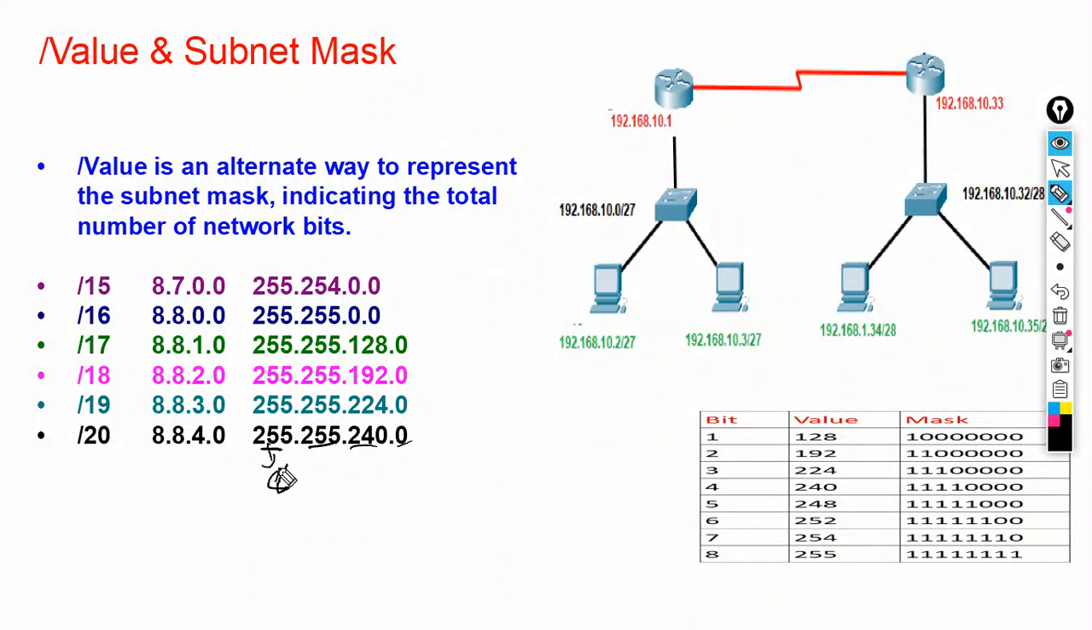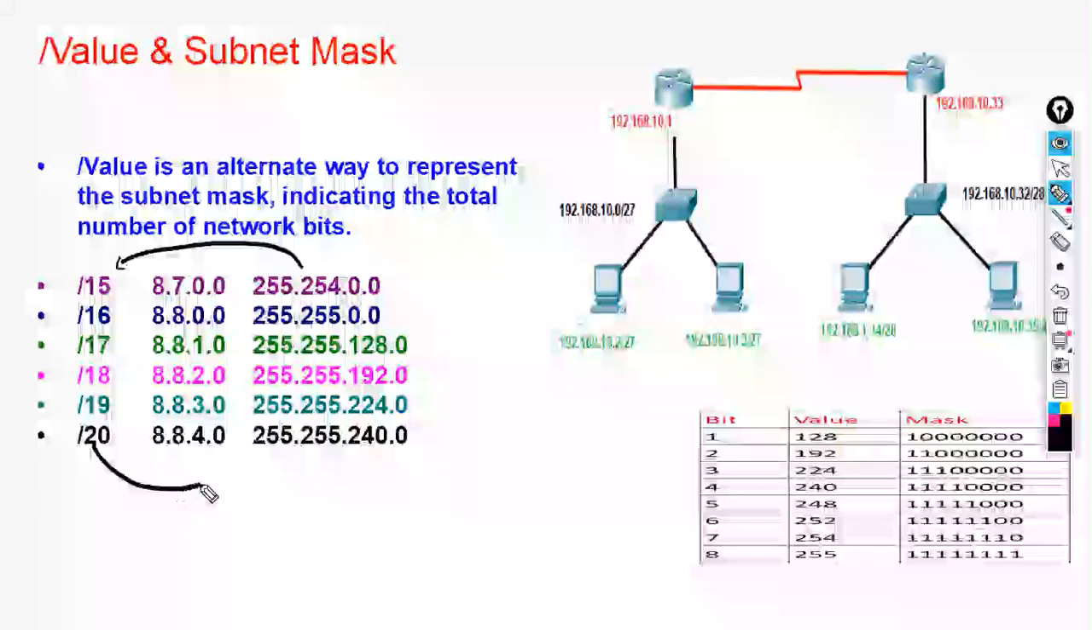Let us take another example: 255.255.240.0. 255 is 8 ones, 255 is 8 ones, and 240 gives 4 ones. 8 plus 8 is 16, 16 plus 4, slash 20. This is how you will calculate. And guys, you should know vice versa also. We have seen how to convert the subnet mask into slash value. Let us see a few examples to convert the slash value into subnet mask.